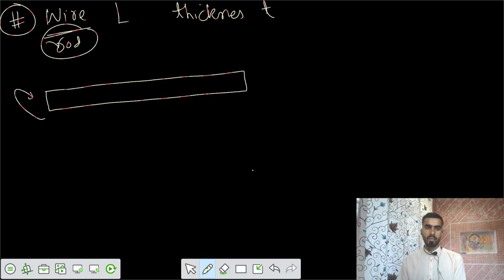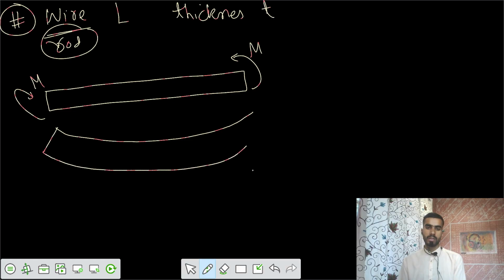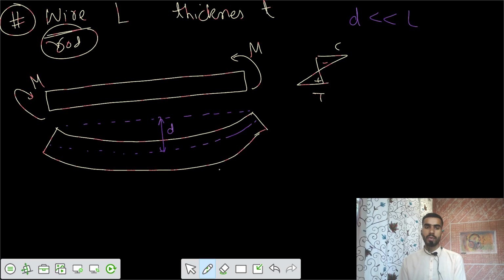Then you applied some moment M, let's say a pure sagging bending moment. So the curvature followed a path of sagging curvature. On the top we had compression and on the bottom tension. Let's say this is the neutral axis. It's saying the deflection at the mid, let's call it D, is very, very small as compared to the length L.